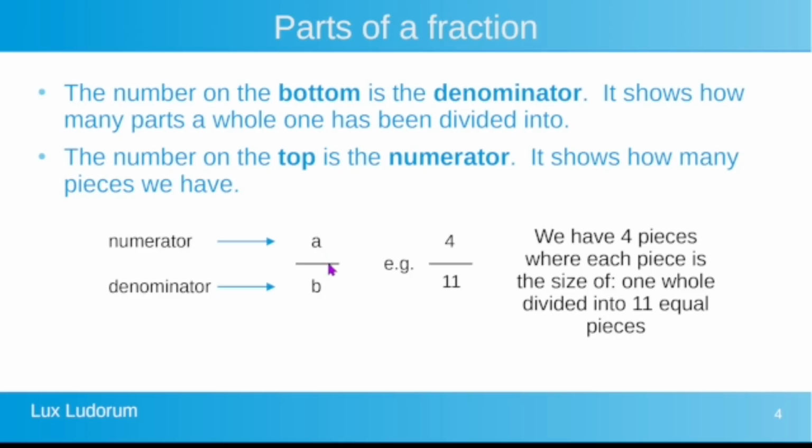So a fraction like a over b, a is the numerator, that's the top, b is the denominator, that's the bottom. For example, 4 over 11, 4 is the numerator, 11 is the denominator. And what this means is we've got 4 pieces where each piece is the size of, and then we look at the bottom, 1 whole divided into 11 equal pieces.